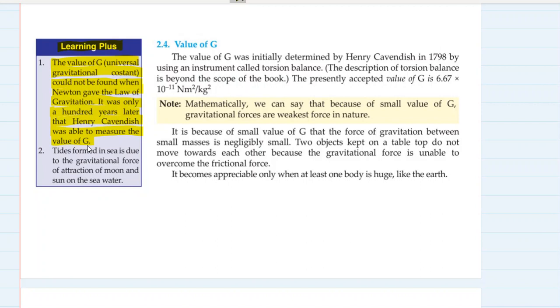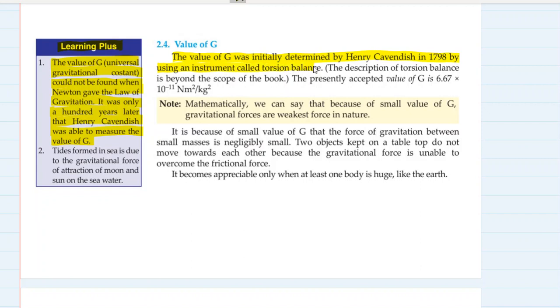I want all of you to research how the value of g was measured. We are coming to the value, and I'll also show you the formula with which the value was found. We have already discussed that formula, but I want you to get the story behind the measurement, or you can say the discovery, of the actual value of g. Henry Cavendish was able to measure the actual value of g. Tides formed in the sea are due to the gravitational force of attraction of the moon and sun on seawater. We already know that.